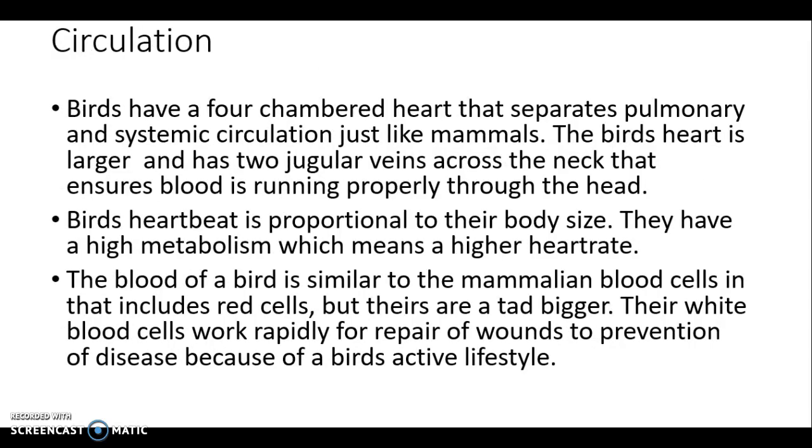Circulation. Birds have a 4-chambered heart that separates pulmonary and systemic circulation just like mammals. The bird's heart is larger and has 2 jugular veins across the neck that ensure blood is running properly through the head. We have lots of different veins, but we have one and they have 2. Birds' heartbeat is proportional to their body size. They have a high metabolism, which means a higher heart rate because they're burning more energy fast.